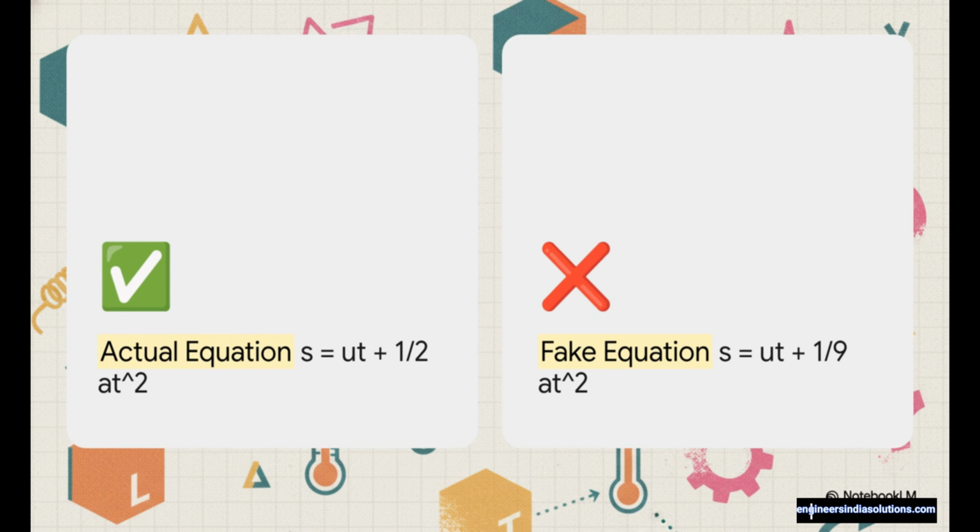Because 1/2 and 1/9 are pure numbers without physical dimensions, dimensional analysis sees these two equations as exactly the same, literally identical. If you check the dimensions on both sides of these equations, they balance out perfectly to length. So, dimensional analysis just cannot tell the difference between the correct half and the completely fake 1/9.